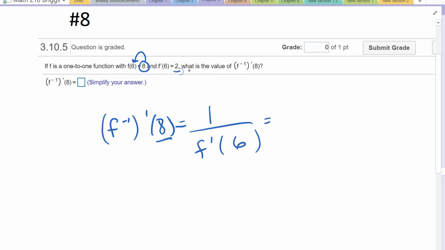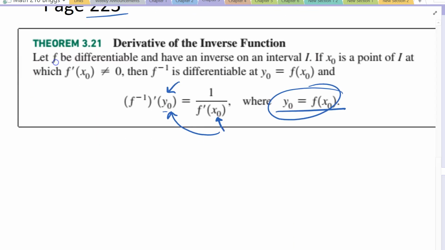So I'm going to take the derivative of the function at 6, which here would be 2. So my answer would be 1/2. Your book goes over a few different ways this can be calculated. What you want to ask yourself is, what did I plug into the original function to get out y0? The derivative of the inverse at that y0 point is 1 over the derivative of the original function at the x0 point.